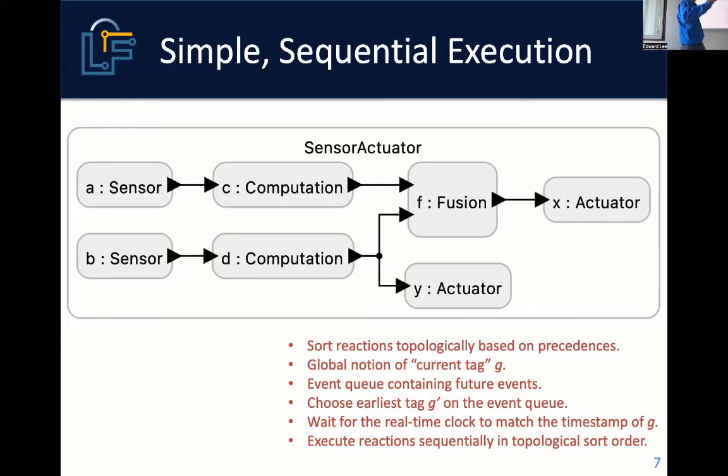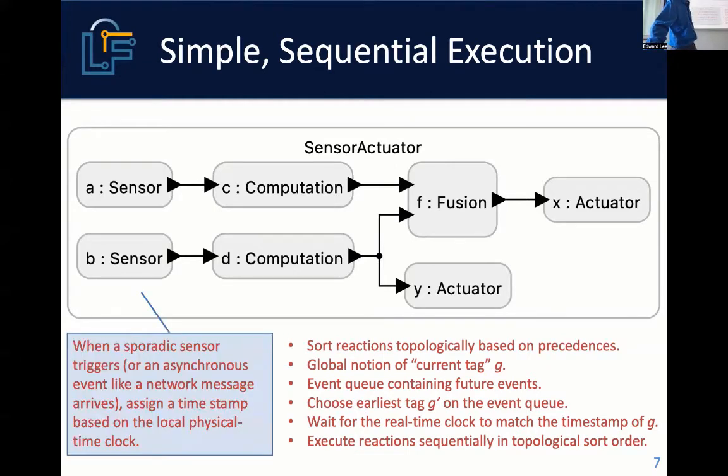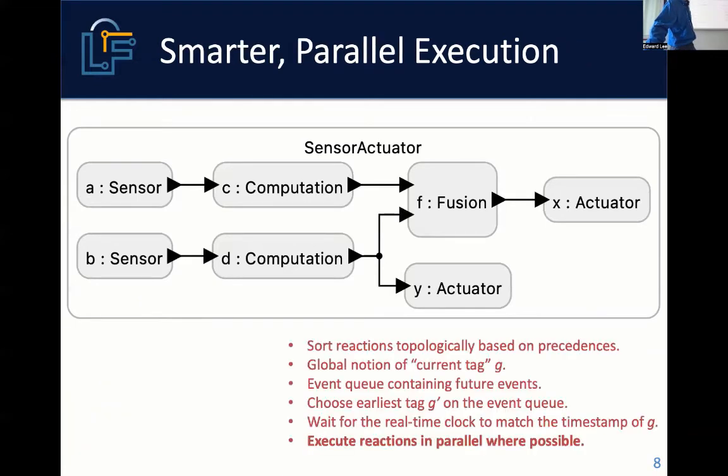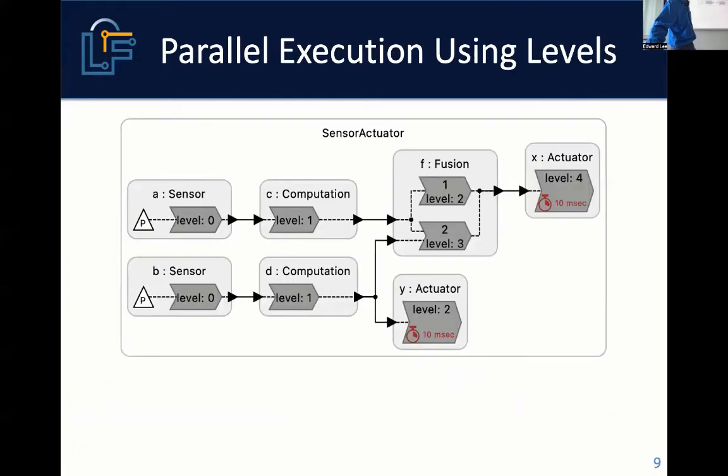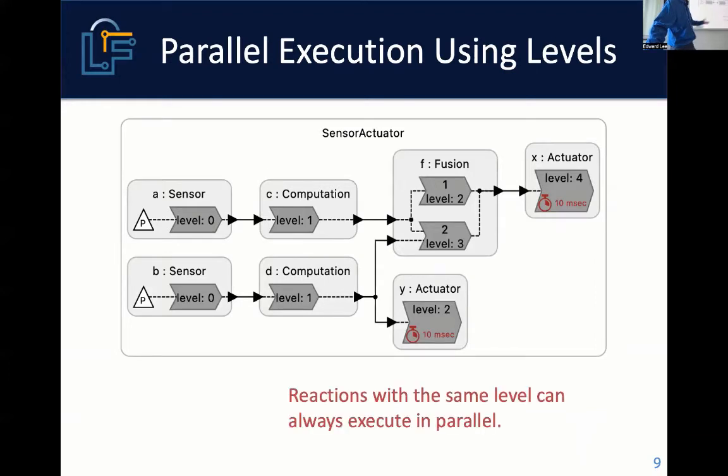This is the issue of real-time chasing logical time that I talked about. And then you can execute reactions either sequentially if you just have one thread of execution, or you can execute them in parallel, taking advantage of the potential parallelism exposed by the directed acyclic graph. I think I have said all this before. So the levels look like this.